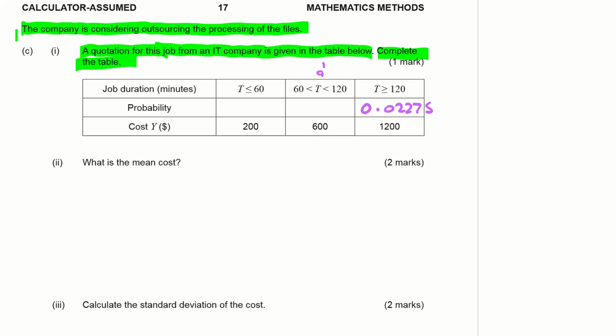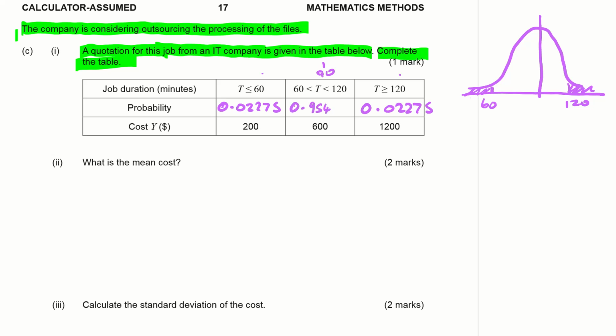Now, think about it. The mean was 90. This is more than 120. This is less than 60. That's the same distance. We know that the normal is symmetric. I mean, you could just go and work them out using your normal CDF. But if we know that 120 up there and the 60 down here are symmetrical, then that one's also going to be 0.02275. And then 1 take away those 2 gives us 0.9545 in the middle.